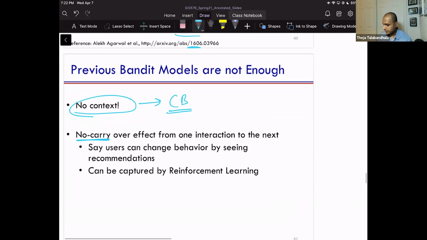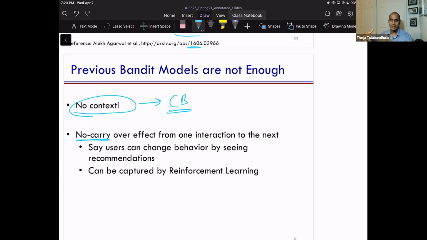This carryover effect, which is also not present in the previous Bandit solutions, is the effect that one interaction may have an impact on the next interaction. So if a user signs up on my platform, let's say I'm Netflix, and I show them a completely wrong genre of movies, the next time the user comes on the platform, they will have that information, right? So they remember that, hey, this service is probably bad, and so next time when they respond, they may not maximize your KPI.